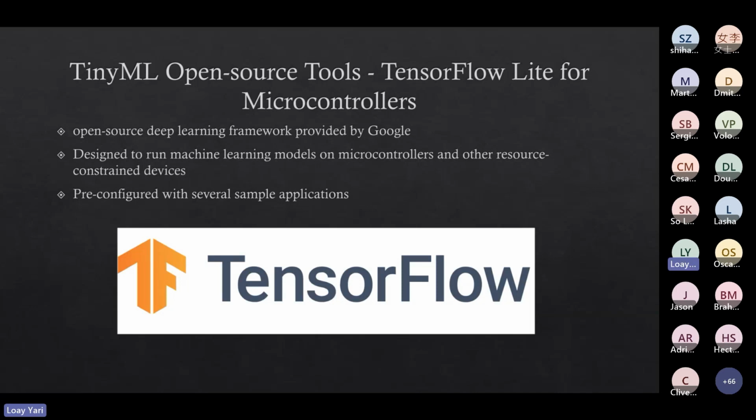The other one is CMSIS-NN, from ARM. This one can work with the ARM Cortex microcontrollers. It stands for Cortex Microcontroller Software Interface Standard Neural Network libraries. It's a collection of efficient neural network kernels developed to maximize performance and minimize the memory footprint on ARM Cortex-M processors. It's an essential tool for developers looking to run machine learning models on resource-constrained devices.